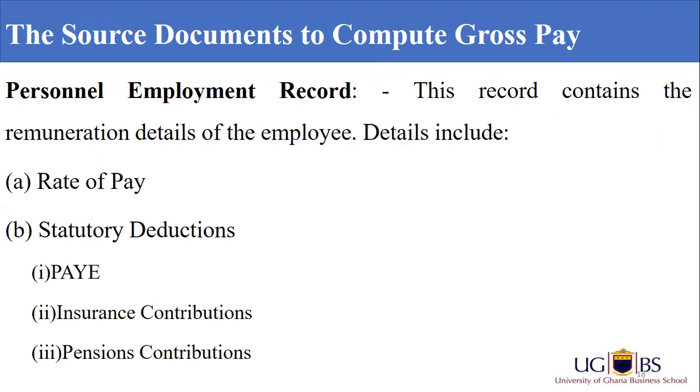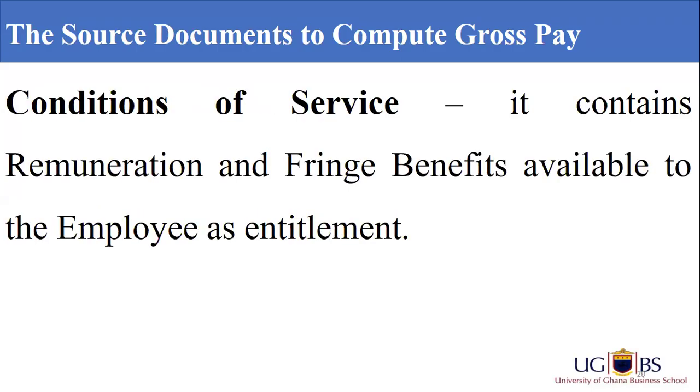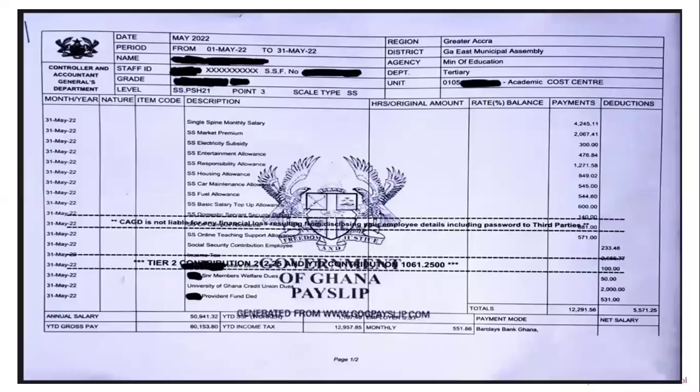We also have personal employment record. This record contains the remuneration details of the employee, which is the rate of pay, the statutory deductions, which can be the pay as you earn, insurance contribution, pension contributions, and the likes. So the non-statutory can be social club contributions, welfare contributions. This one, you decide to do those contributions. Conditions of service. It contains remuneration and fringe benefits available to the employee as entitlement.